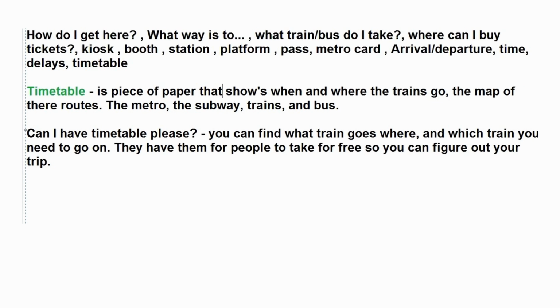It's a paper that shows when and where the trains go, a map of their routes. Routes meaning, like in New York City, for example, where does this station's train go? Where does that train go? It's pretty simple. So just say, can I have a timetable, please? Or just grab one. Because they're for free, so don't worry about it. It's easy to figure out when you're on a trip.